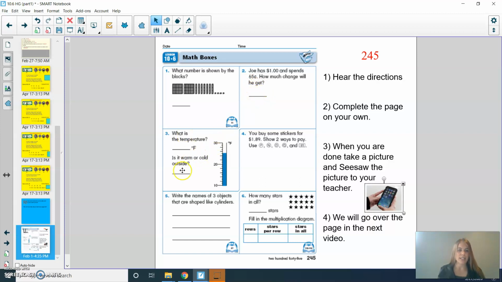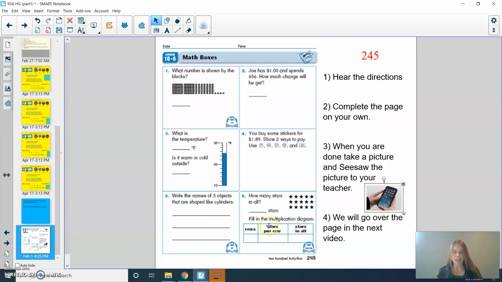Question number three, what is the temperature? And is that a warm or cold temperature? For question number four, you buy some stickers for $1.89. Show two ways to pay for them. Question number five, write the name of three objects that are shaped like cylinders. There's going to be a lot of possible answers for question number five.